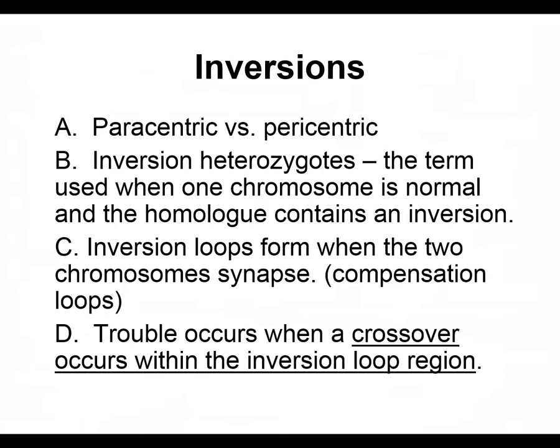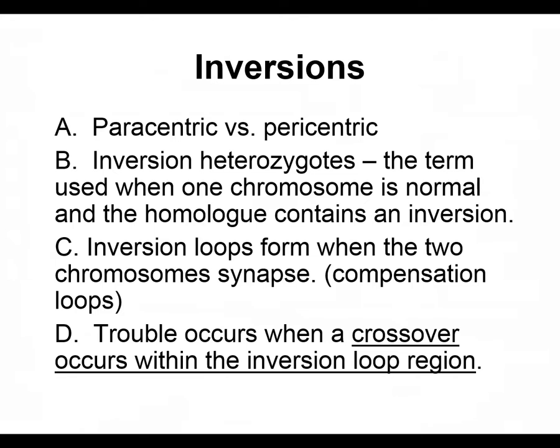Okay, so deletions and duplications we've covered. Now we're going to talk about large chromosome rearrangements that involve the movement of sections of chromosomes around. An inversion is where a piece of a chromosome breaks in two places. So imagine a chromosome with two breaks, and the piece in between the two breaks flips around and reattaches.